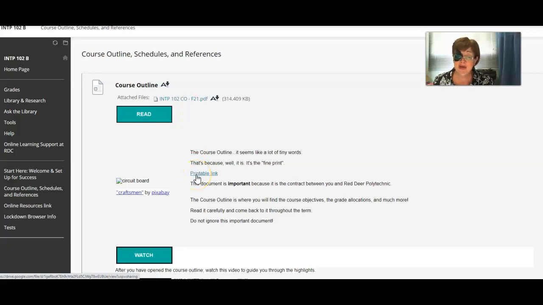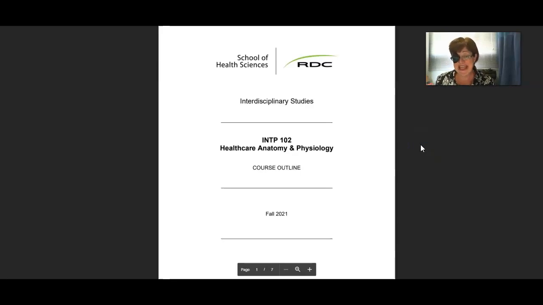It is important because this is a contract. It will tell you about course objectives, your grades, and read it carefully. You don't necessarily have to print it up, but I would download it so you have easy access.